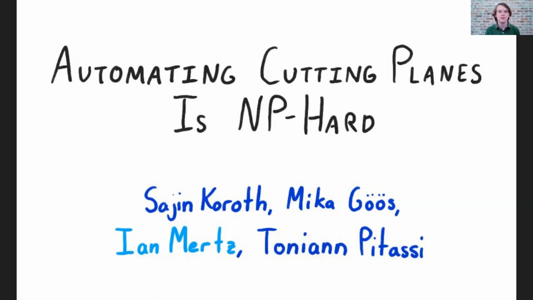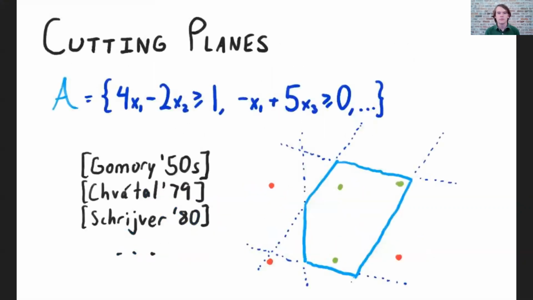I'm going to be talking about the NP hardness of automating the cutting planes proof system. This is joint work with Sajin Karoth at SFU, Mika Goose at Stanford, and Tony Patazzi, my advisor at the University of Toronto. All right, so let's quickly talk about cutting planes in its original context.